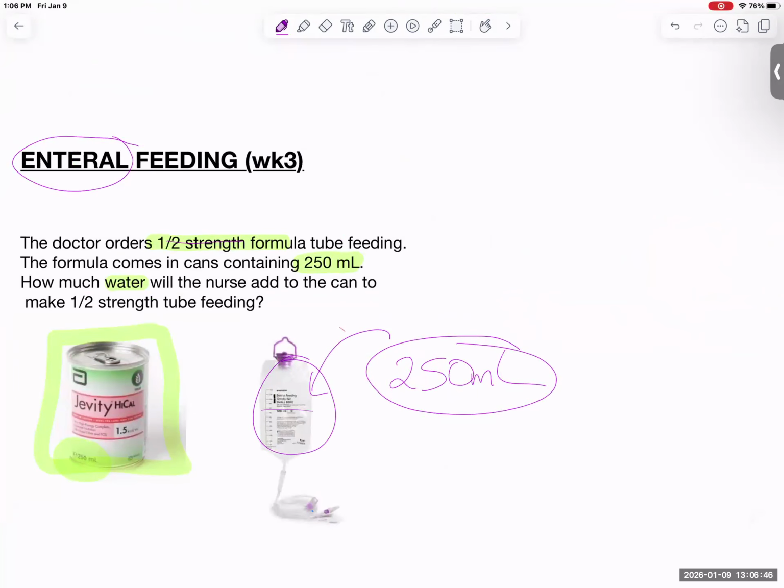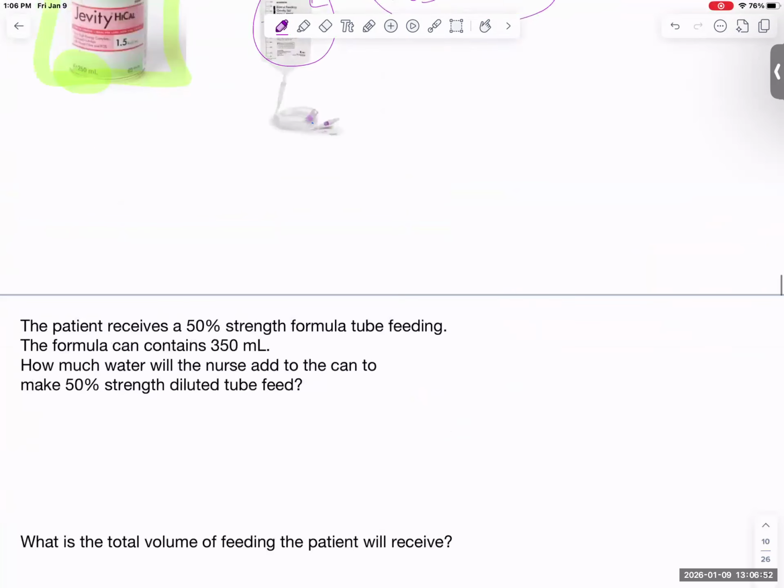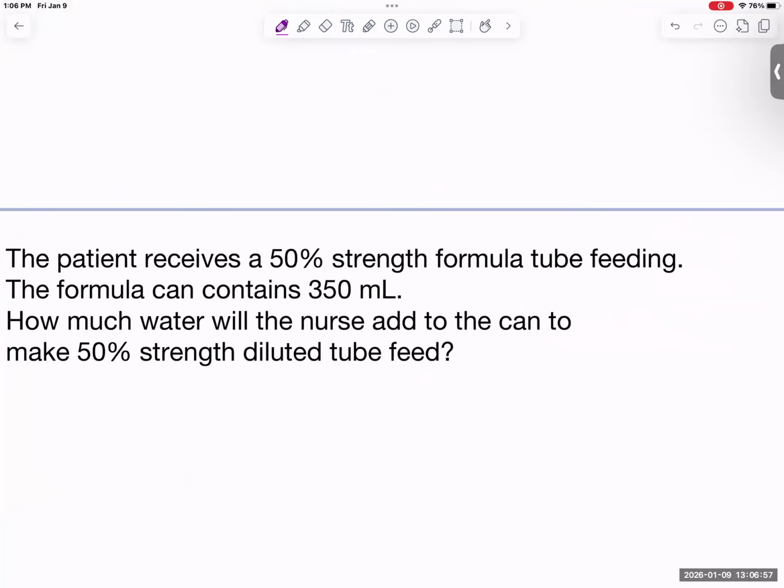Now, this question just wants to know how much water we add. So what's the answer to this one? 50%, by the way, is still half, all right? So if you see 50% or half, it still means by half, okay? So how much water will the nurse add to a can that has 350 milliliters of formula to make it 50% diluted? 350 ml. Yeah. So you're adding 350 mLs of water, H2O.